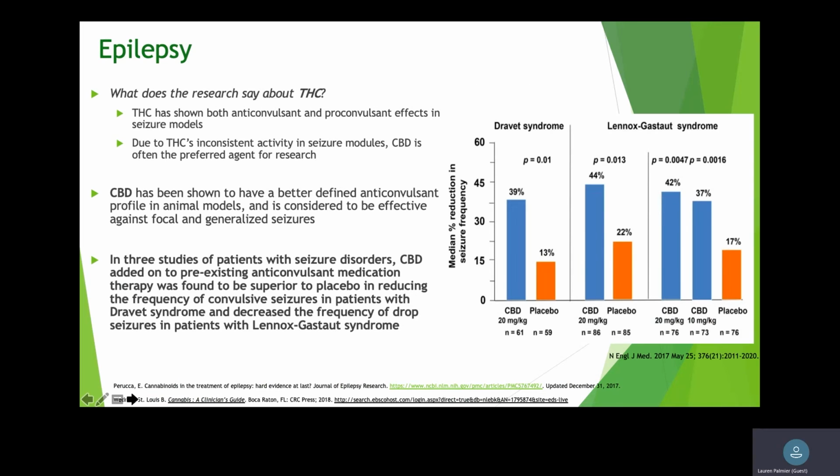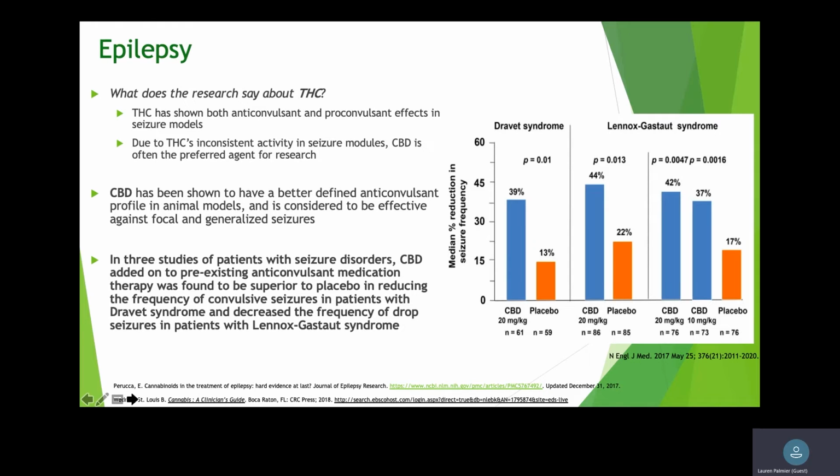So, epilepsy. What does the research say about THC? THC has shown both anticonvulsant and proconvulsant effects in seizure models. Due to THC's inconsistent activity in seizure models, CBD is often the preferred agent for research. CBD has been shown to have a better defined anticonvulsant profile in animal models and is considered to be effective against focal and generalized seizures.